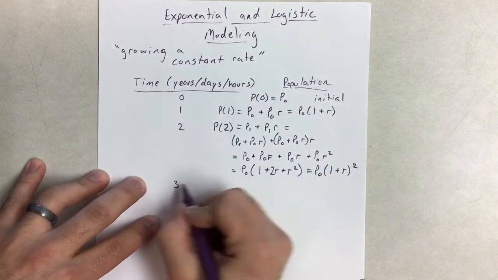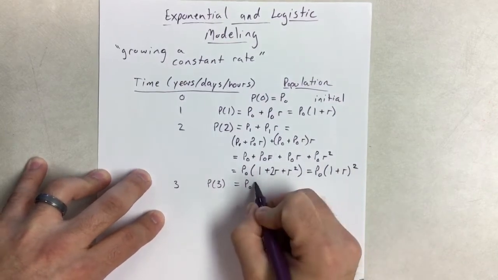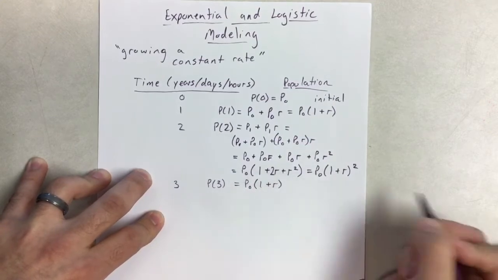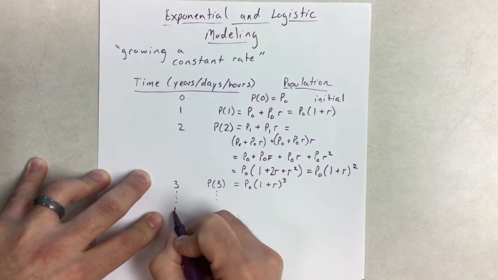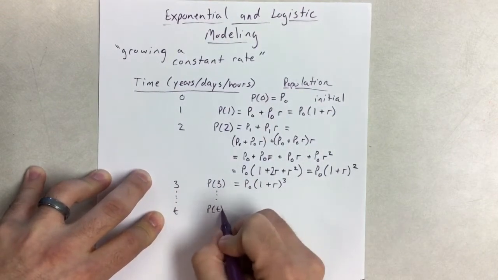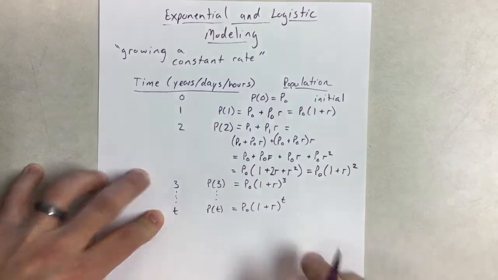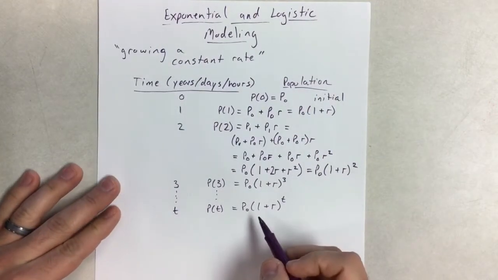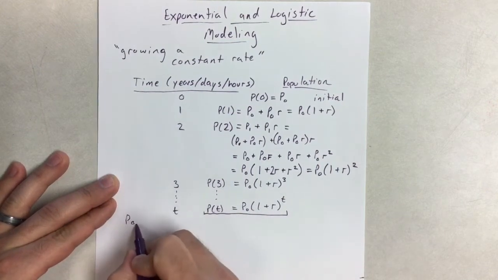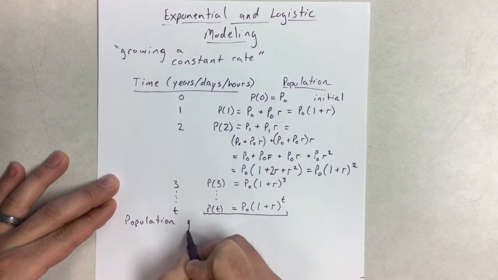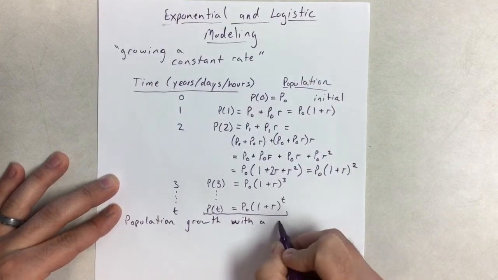So we can say the population in year 3 with a similar process is going to be our initial population multiplied by 1 plus R raised to the 3rd power. If I generalize this, after t years, what we get is P sub 0 multiplied by 1 plus R raised to the power of t. And this is going to be the formula, the model, the format for population growth with a constant rate.